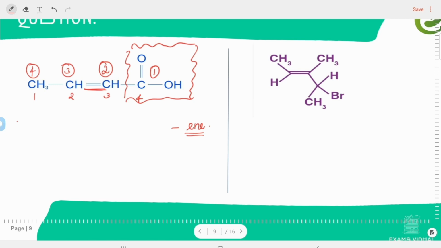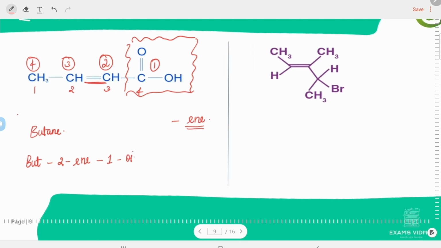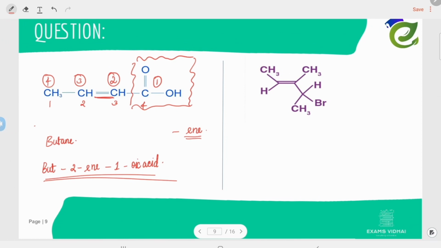And here we have 4 carbons. Therefore, butane is the parent. And the second carbon has a double bond. Therefore, it will be but-2-ene for the double bond. And at the first position we have the carboxylic acid, therefore it will become 1, and carboxylic acid is oic acid, that becomes the suffix. Therefore this is the name for this compound, the IUPAC name.